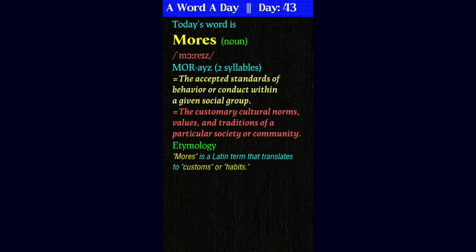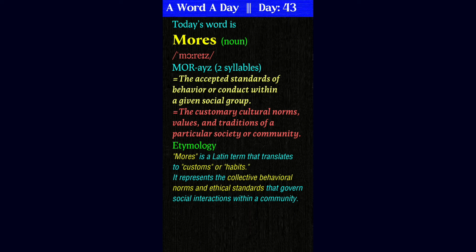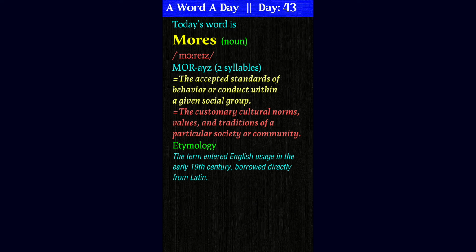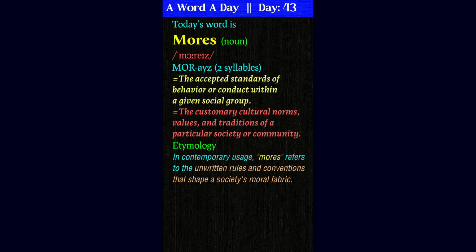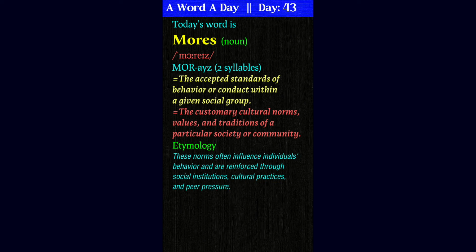Etymology. Mores is a Latin term that translates to customs or habits. It represents the collective behavioral norms and ethical standards that govern social interactions within a community. The term entered English usage in the early 19th century, borrowed directly from Latin. In contemporary usage, mores refers to the unwritten rules and conventions that shape a society's moral fabric. These norms often influence individuals' behavior and are reinforced through social institutions, cultural practices, and peer pressures.